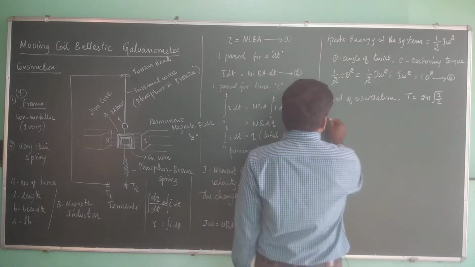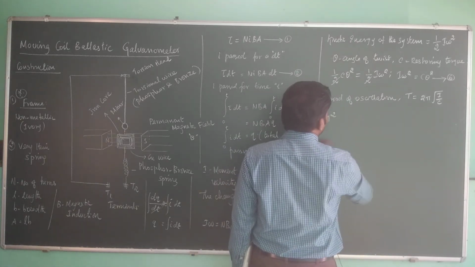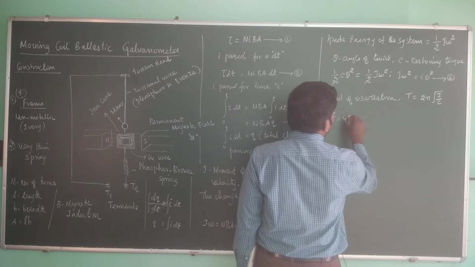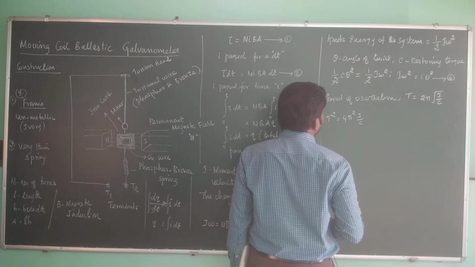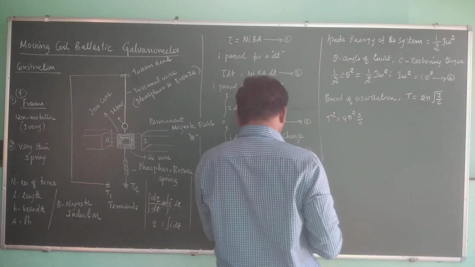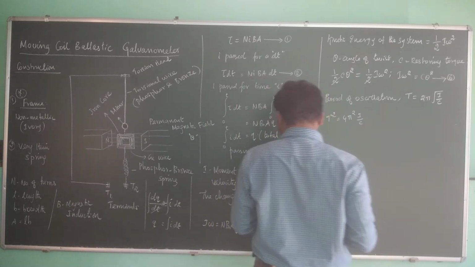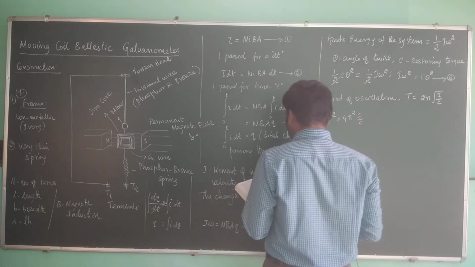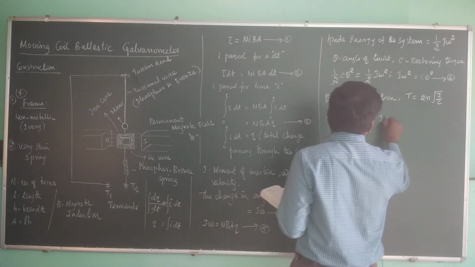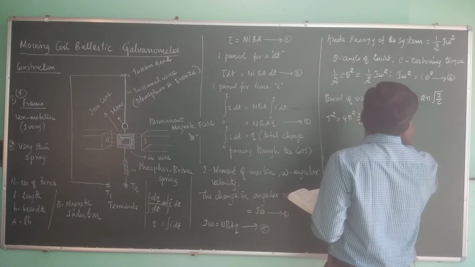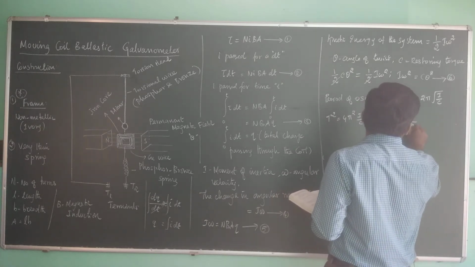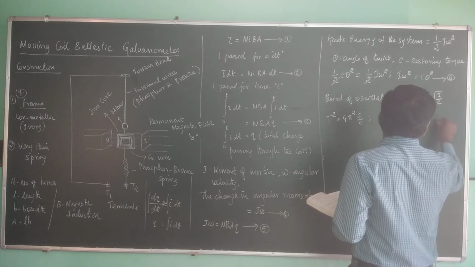Fine. Now if you square it, you will get T square equal to 4 pi square I by C. Or we can rewrite this equation for I, so that I is equal to T square C by 4 pi square. This is equation number 7.